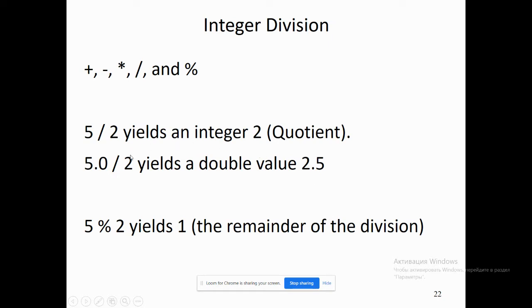But if we define 5 not as a normal integer 5 but as 5.0, a double, then we will have the answer 2.5. And what about the remainder, the modulo sign? What does it do? It gives us the remainder after dividing 5 by 2. It is equal to 1.